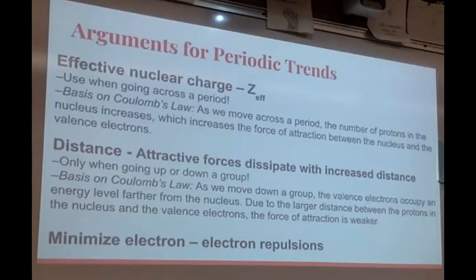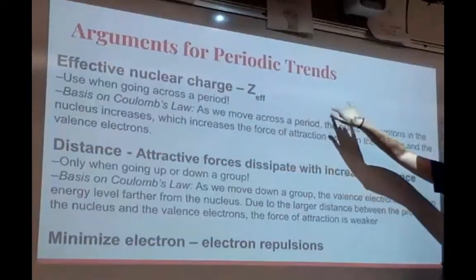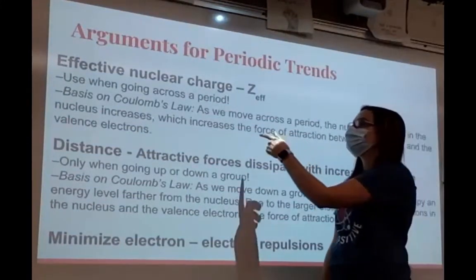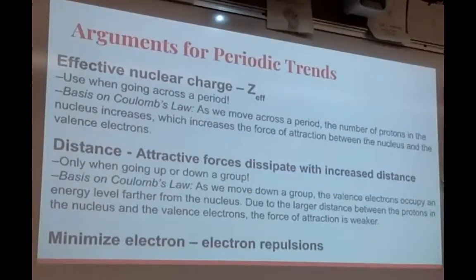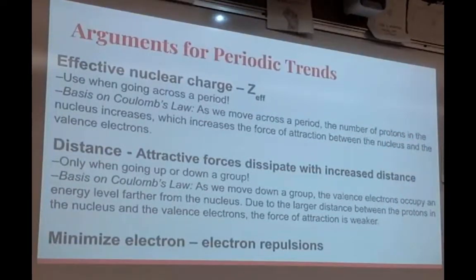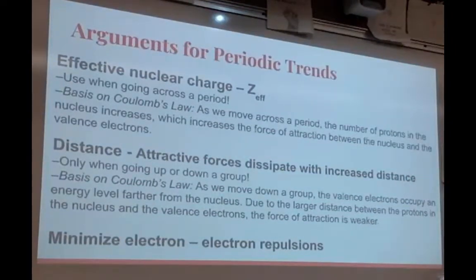So, going on with arguments for periodic trends. If you're using effective nuclear charge, you're looking at two atoms that are in the same period or same row. We always go back to Coulomb's law. Coulomb's law was the most tested topic two years ago, and a lot of students last year said they saw Coulomb's law as well, even though the test was a little different. Coulomb's law is just how do the protons in the nucleus attract the valence electrons? Do you have more protons? That's more attraction. Or are they further away? That's less attraction.